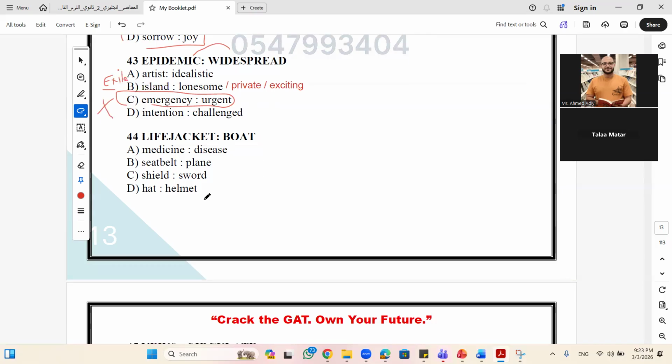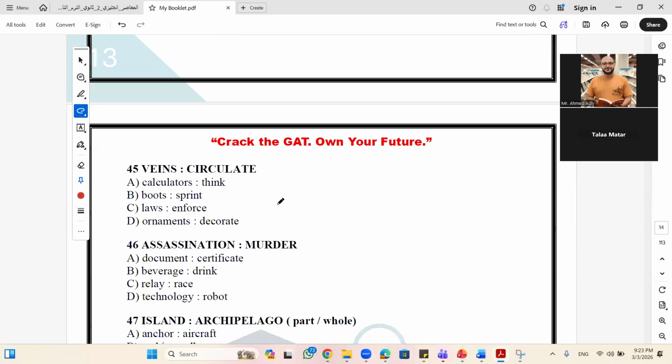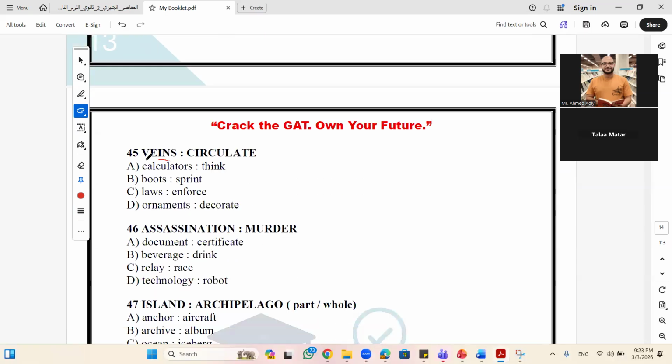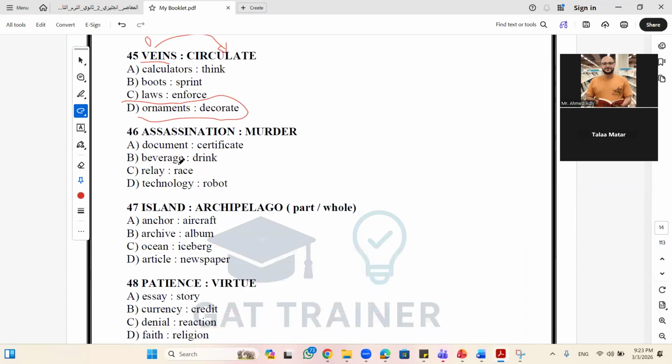Life jacket and boat. Seatbelt and plane. Yeah, we can find this here. Life jacket, it's on a boat. All right, seatbelt on the plane. Veins. This is a place where blood circulates. This is the object and this is its function. Ornaments and decorate. Perfect. In Ramadan, people use a lot of ornaments to decorate their houses.